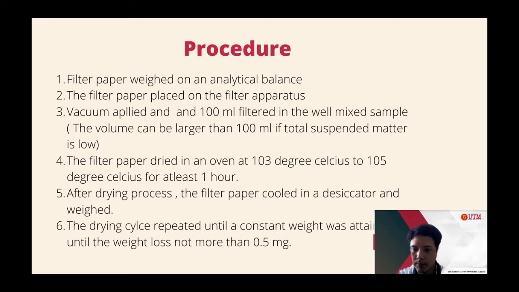After that the vacuum will be applied and 100 ml filtered in the well mixed sample. Note that the volume can be larger than 100 ml if total suspended matter is low. And then the filter paper will be dried in an oven at 103°C to 105°C for at least 1 hour. After the drying process is completed, the filter paper will be cooled in a desiccator and weighed again. The drying cycle is repeated until a constant weight is attained, until the weight loss is not more than 0.5 mg.